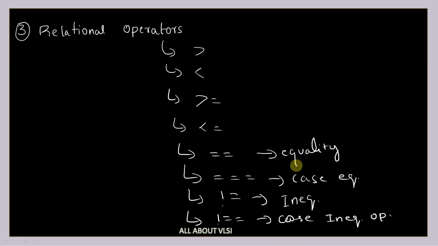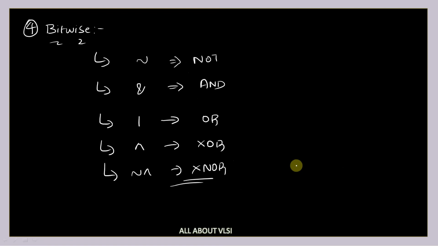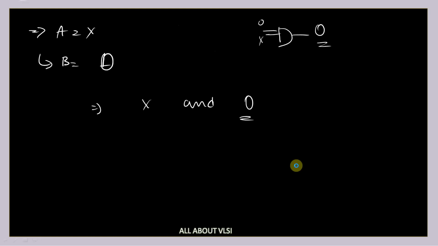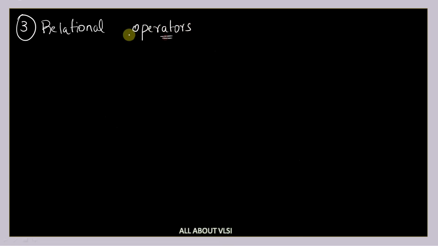Okay. Now coming to today's session, we will start with the discussion of relational operators. After that we will go to bitwise operators. First we will start our discussion about relational operators. These are the third type of operators which we are going to discuss, which is nothing but our relational operators. So in the relational operators, what are the types of operators which we have?